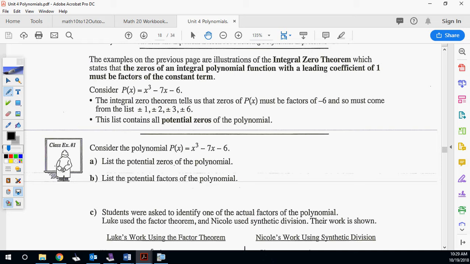All right. So today, the examples on the previous page illustrate the integral zero theorem, which states the zeros of an integral polynomial function with a leading coefficient of 1 must be factors of the constant term. So if we look at x cubed minus 7x minus 6, we can't factor that normally because it's a cubic. It's not in the correct form. Remember, the correct form to do factoring by inspection has to be 2 to 1. That's 3 to 1.